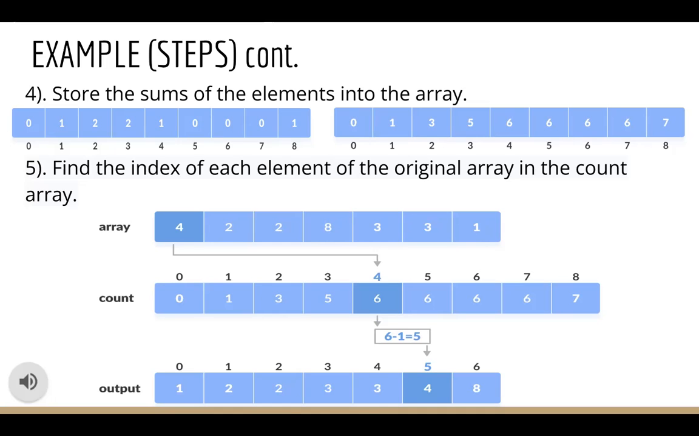For 3, we see in the index of 3 for our count, it's 5. 5 minus 1 is 4. Go to our index of 4, we see that it's 3. And for 1, we go to the index of 1, we see that it's 1. 1 minus 1 is 0. And in 0, we put 1. And yeah, that's basically how the counting sort algorithm works.